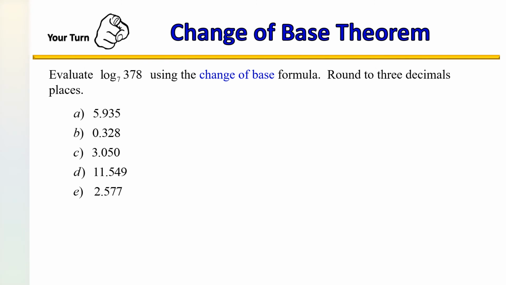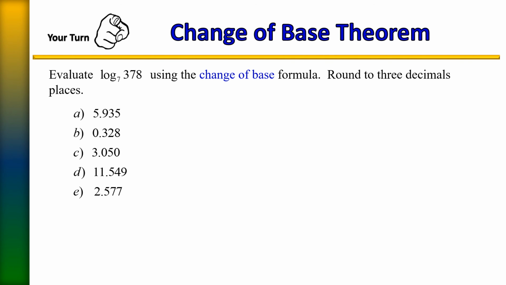Okay, so I want you to try to do this one on your own. Go ahead and see if you can evaluate this log here using the change of base formula. I'll give you some time to do that, and you're going to round it to 3 decimal places. You're going to see if it's A, B, C, D, or E. Okay, in using your calculator, whether you chose to use the common log button or the natural log button, you'll still get the same answer, and that's C, which is 3.050.